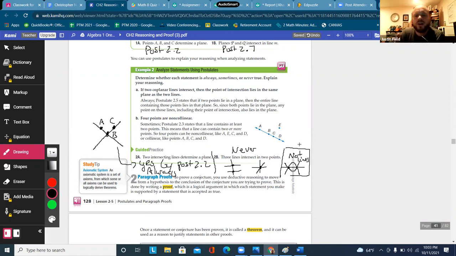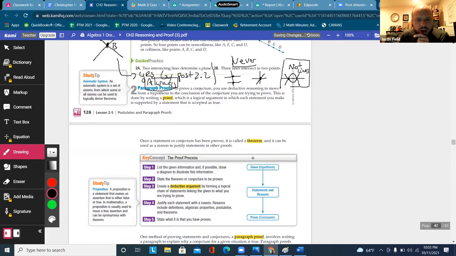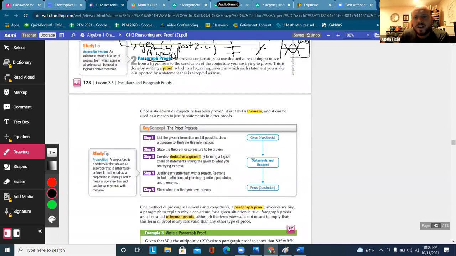All right, so what are we going to do for something like this? We are going to draw a picture. We're going to go back to our 7 postulates and see if we can use any of them to justify our statement. And we're not just going to write the word always or never. I think we're going to get points for that. All of this is the beginnings of writing a proof.